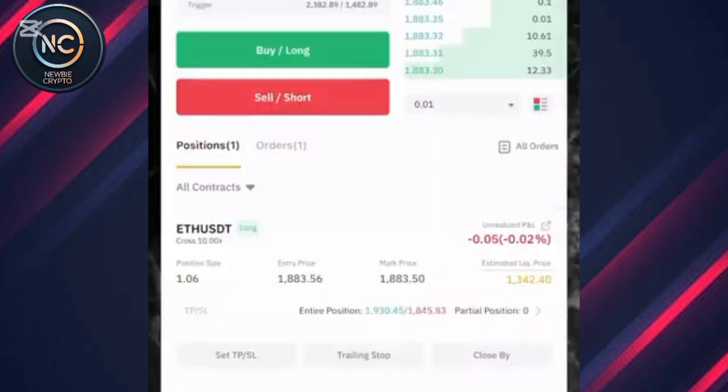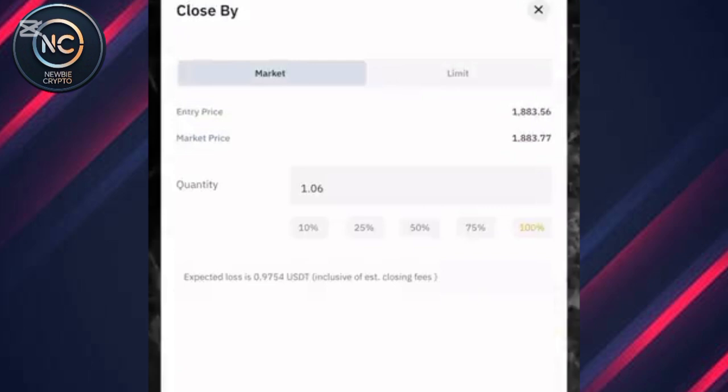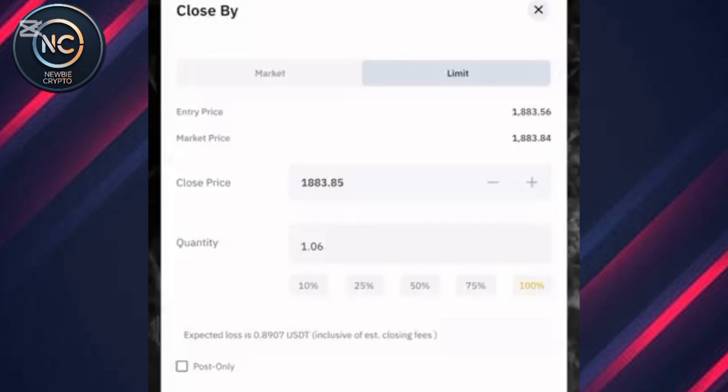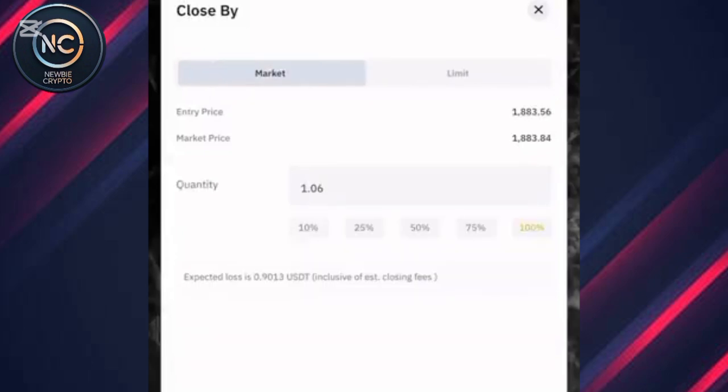Let's say for example you want to exit this trade before it gets to the take profit. Let's say you're already okay with the trade, or you see that maybe it's about to go down, and since we are longing, you don't want to lose money and you want to quickly close the trade. Just come right here at the bottom side of the screen and tap on close by. You can close by market or by limit. If you are closing by market, it means you are closing immediately. If you are closing by limit, it means that you want to set the price at which you want to close it. But let's close with the market order since we want to close immediately.